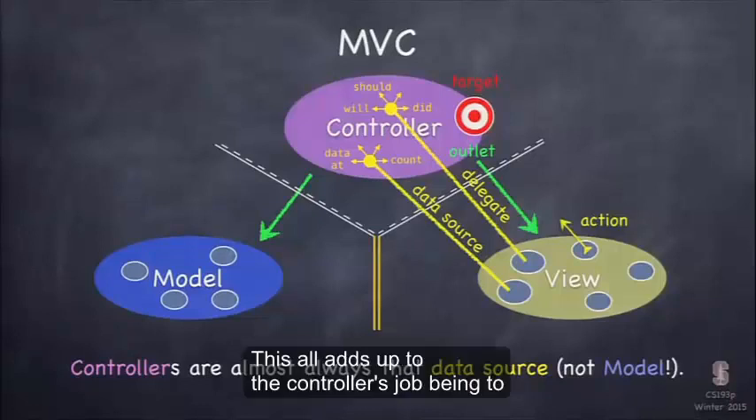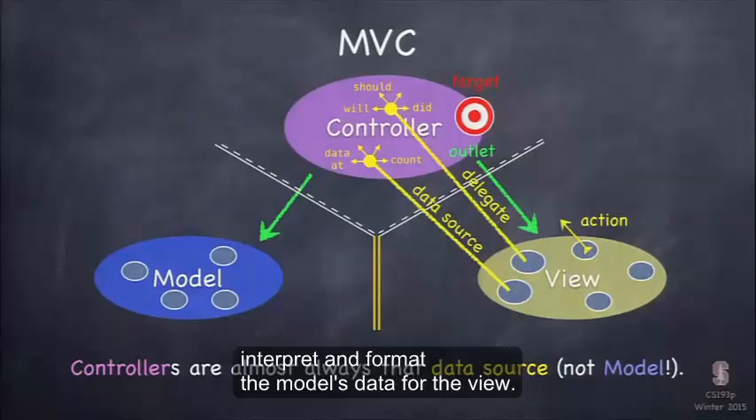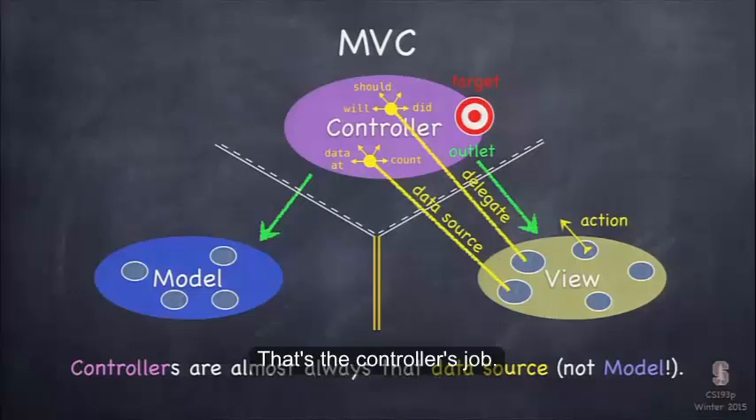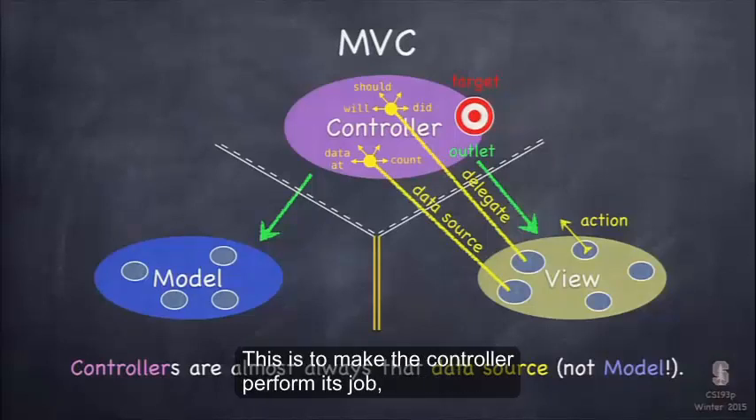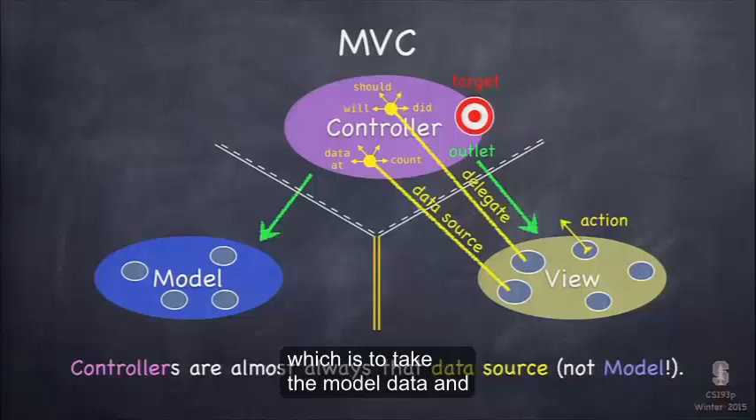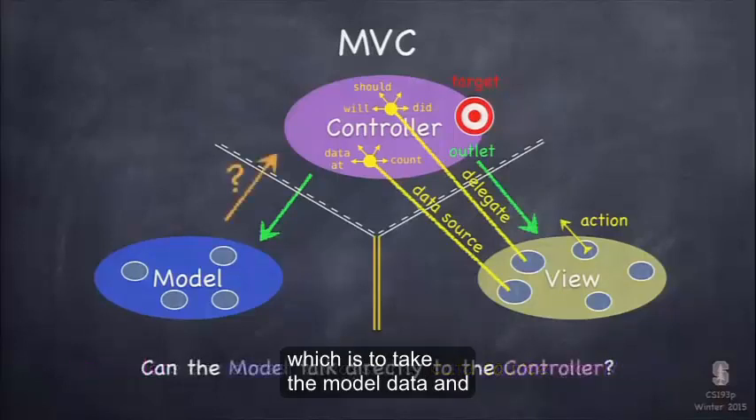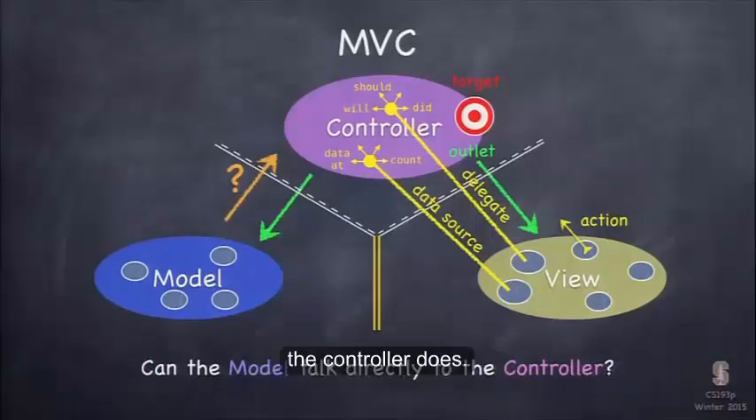Okay, this all adds up to the controller's job being to interpret and format the model data for the view. That's the controller's job. And when we do our demo, I'm going to be remarking like, oh, see, I'm writing this code. This is to make the controller perform its job, which is to take the model data and, using its view minions, put it on screen. Okay, that's what the controller does.